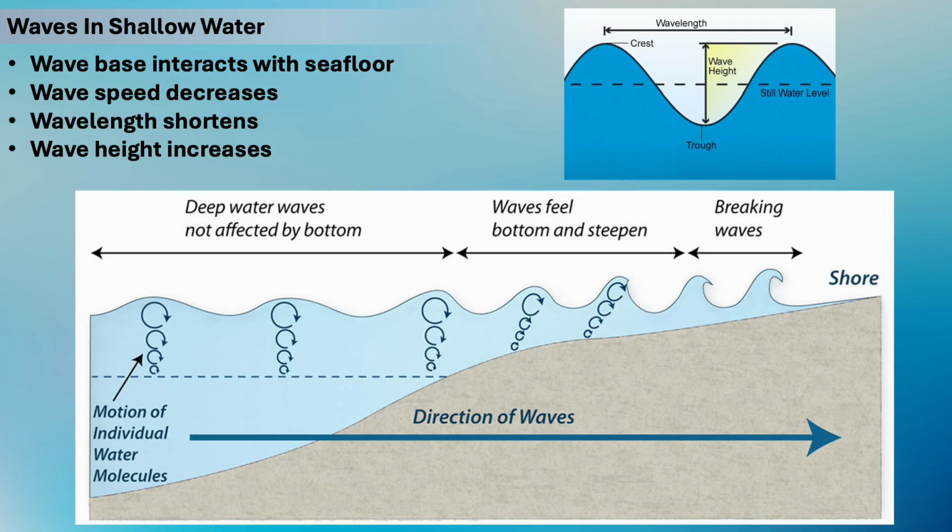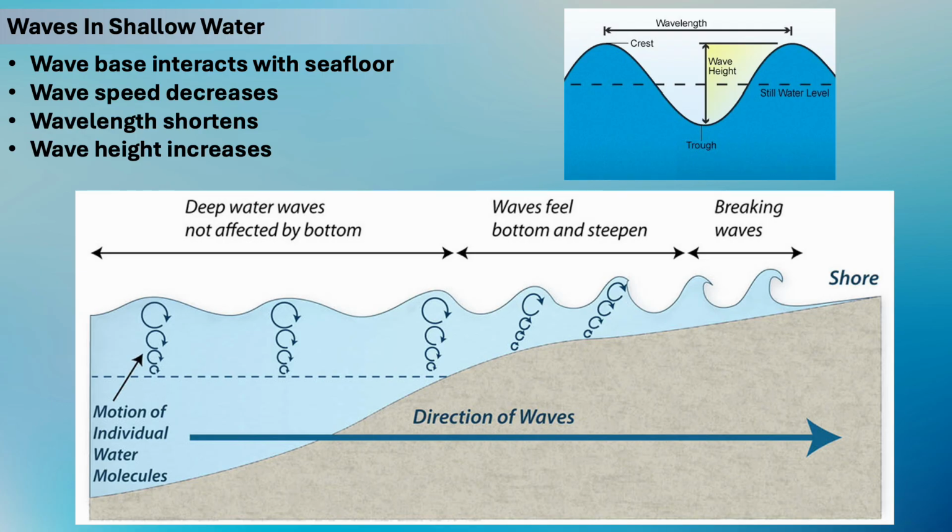Wave speed in shallow water depends on depth. As depth decreases, wave speed decreases. However, as we have discussed, wave period does not change. The time between crests remains constant. So if speed decreases while the period stays constant, then the wavelength must also decrease.